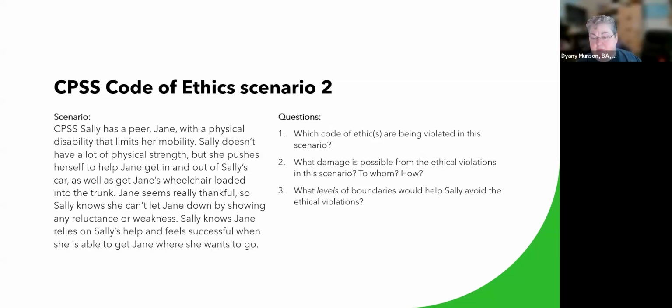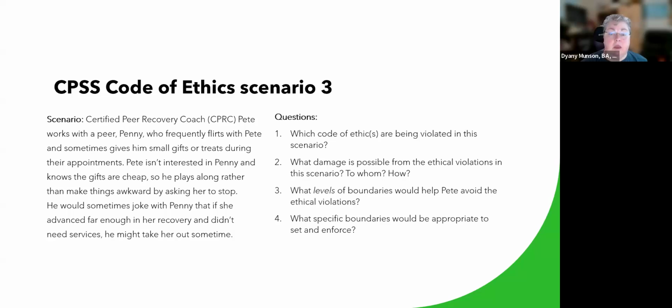Company's liability if damage happens. Oh, yeah. Because if Sally, who is not trained or authorized to move Jane into her vehicle, slips and drops Jane and Jane is injured, you bet your sweet bippy that agency's getting sued. And yeah, so that's going to be a problem.